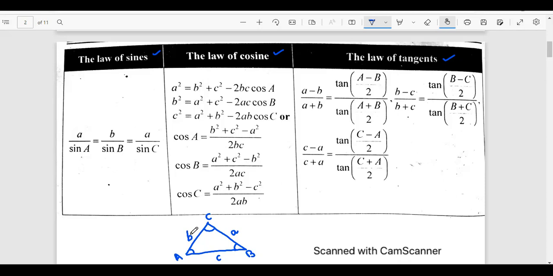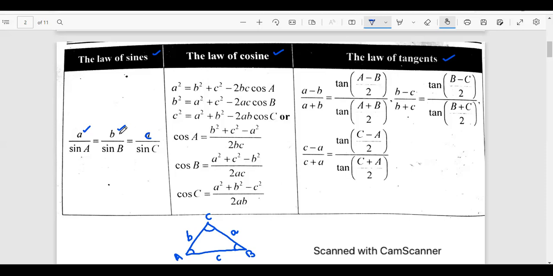Now when we say law of sines, what do we have? We have a side divided by sine of opposite angle. Then we have b divided by sine of opposite angle. And then this should be c divided by sine C. Okay. Where do we use law of sines? Law of sines could be used for finding the side, or it could be used for finding the angle. It depends on the situation.